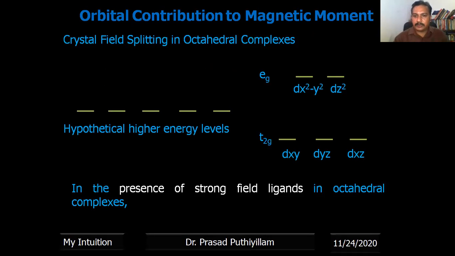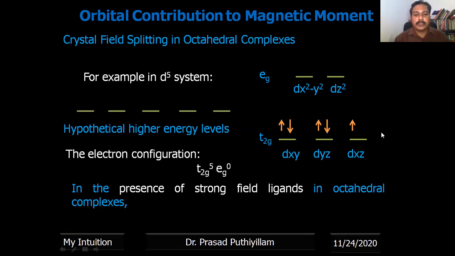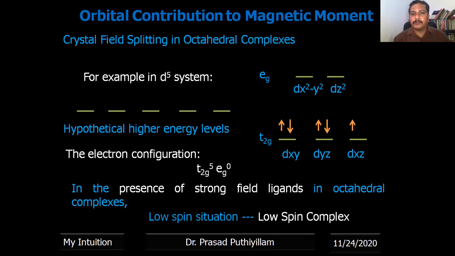Before that, in the previous class we saw crystal field splitting in an octahedral complex in the presence of a strong field ligand. A strong field ligand will force the electrons to pair up rather than go to the higher energy level, because of negative charge repulsion. Therefore, with a d5 system, pairing takes place and only one electron is unpaired. It is a low spin situation. The electronic configuration is t2g5 eg0, giving a low spin complex.